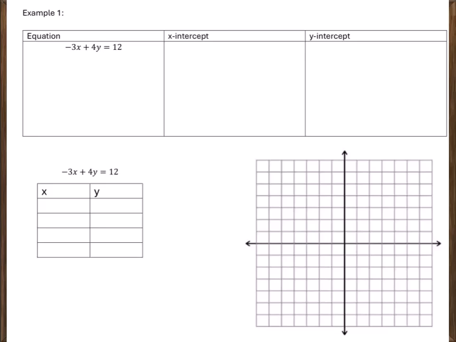For the x-intercept, remember, to find the x-intercept, we have to set y equal to 0 and solve for x. So that's going to look like this ordered pair here. Y is equal to 0, and I have to find this mystery value of x. Likewise, to find the y-intercept, we need to set x equal to 0 and then find what y is.